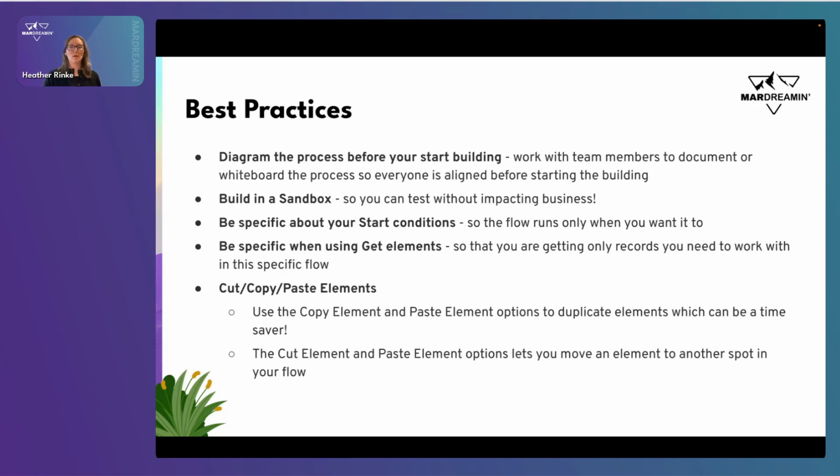I mentioned you want to be specific about your start conditions and your get elements. When you are looking for records in the database, you want to be very specific about the records that you want to work with, so that when it does pull a record, it's the one you want. Flow also has features to cut and paste. So if you have a couple of paths and they are essentially performing the same actions, and there are just some differences in some of the values, you can copy and paste them instead of recreating everything over again, so that it saves time and speeds things up.